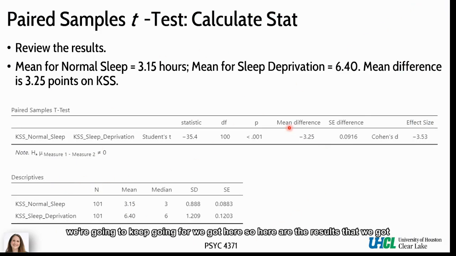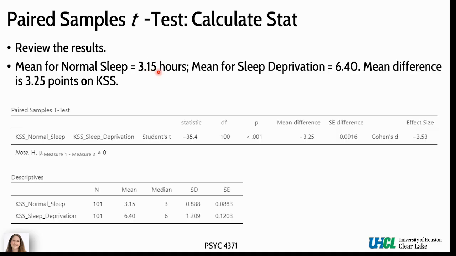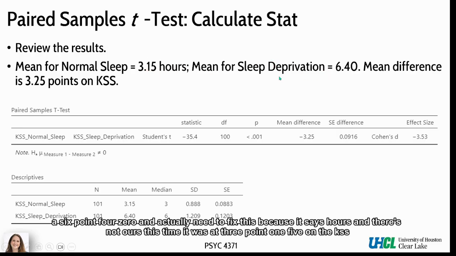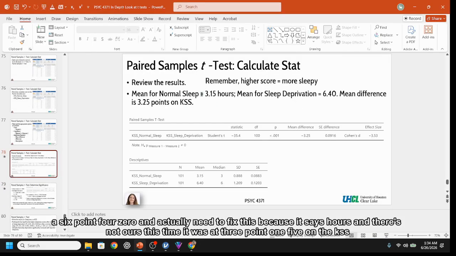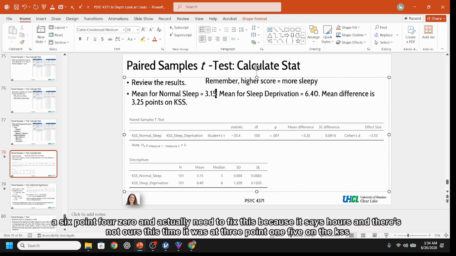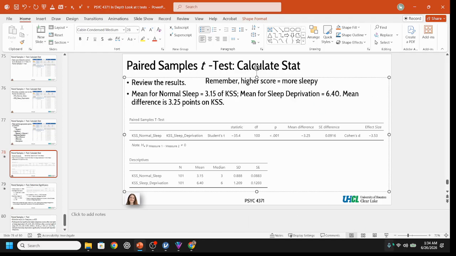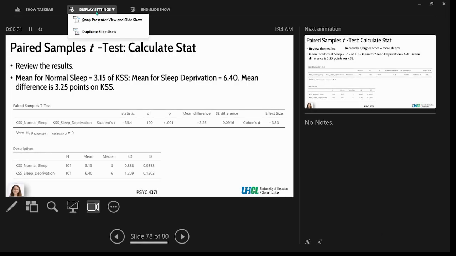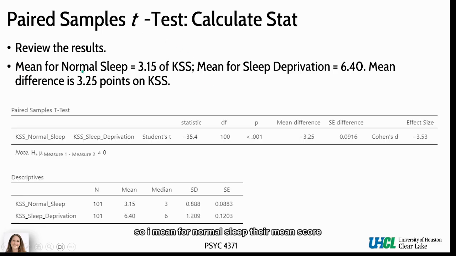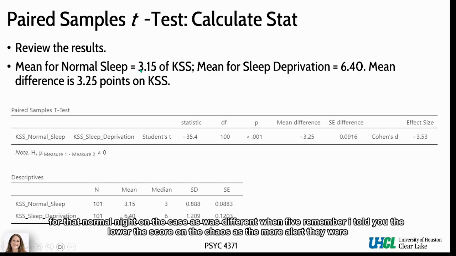So here are the results that we got. The mean for normal sleep was 3.15, and the mean for sleep deprivation was 6.40. And I actually need to fix this because it says hours, and there's not hours this time. It was 3.15 on the KSS. So the mean for normal sleep, their mean score for that normal night on the KSS was 3.15.